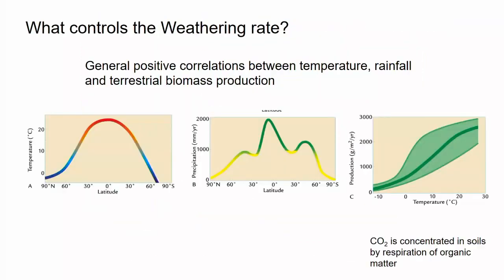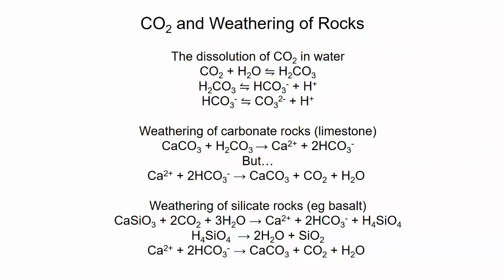If we actually look at the equations of that, this is the dissolution of CO2 with water. The more CO2 we have, the more carbonic acid we have, the more acids we'll have. Now, if we take carbonate rocks, calcium carbonate, we are basically removing this carbonic acid. If we remove carbonic acid, that will lower the concentration of CO2 in the system.